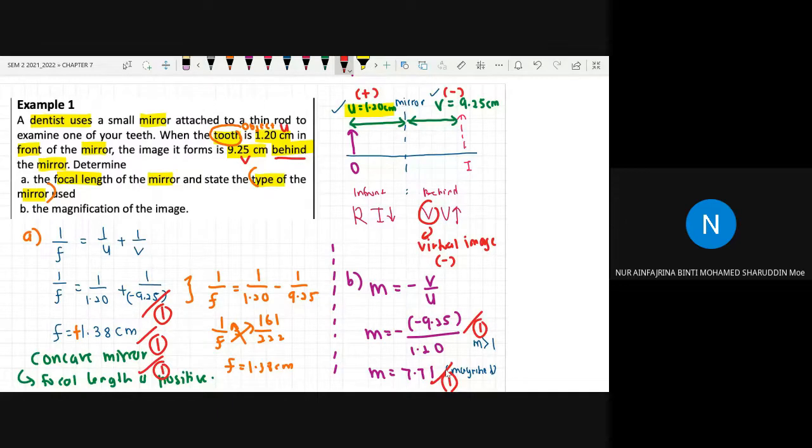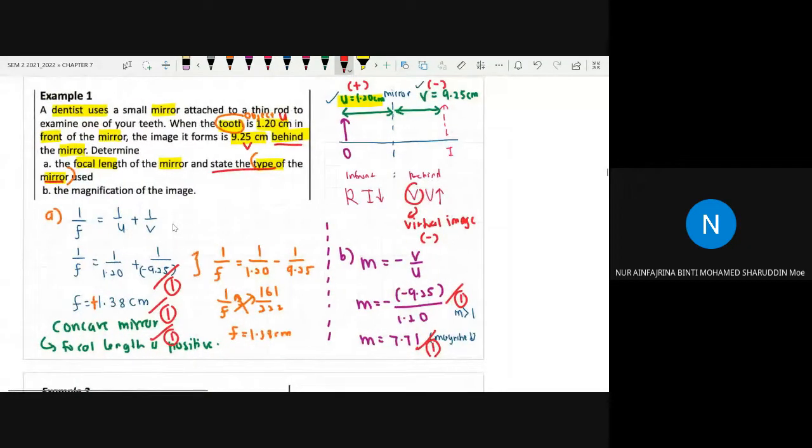Okay, Sinjay, where did you lose marks? I did not write that it is a concave mirror because the focal length is positive. Oh, okay, I understand. Here it already says to state the type of mirror used. Actually, if you did not explain, it is fine, because if you wrote concave mirror you can already get 1 mark. Okay, very good. Kenny, where did you lose marks? Same as Sinjay.